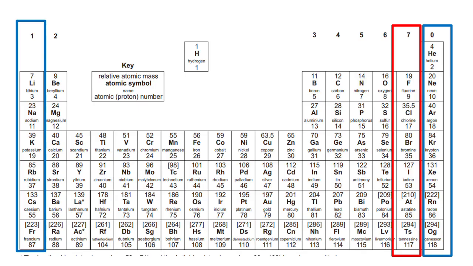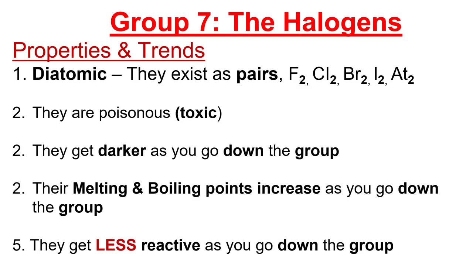Now, on to group 7, the halogens. You need to know some things. Firstly, they exist as pairs: F2, Cl2, Br2, I2, At2. They are all diatomic. They are poisonous, they're toxic. Their colors get darker as you go down the group. Fluorine is pale yellow, then yellow-green, and so on.